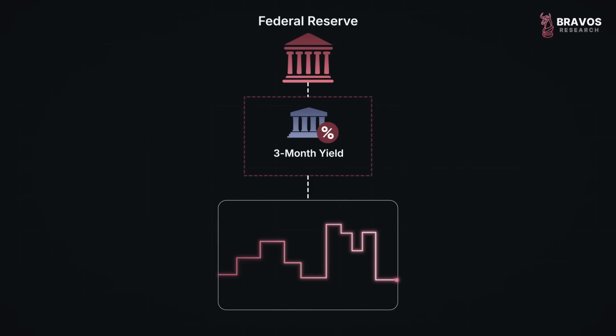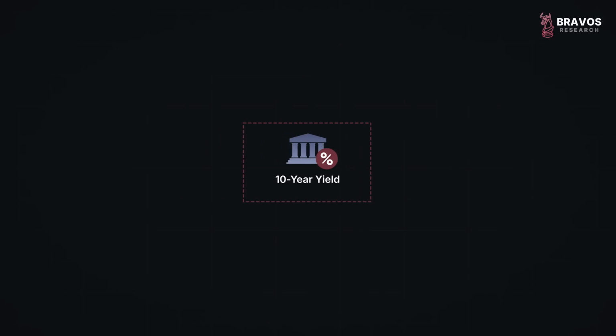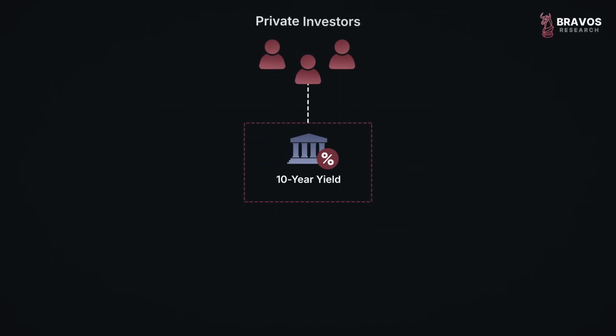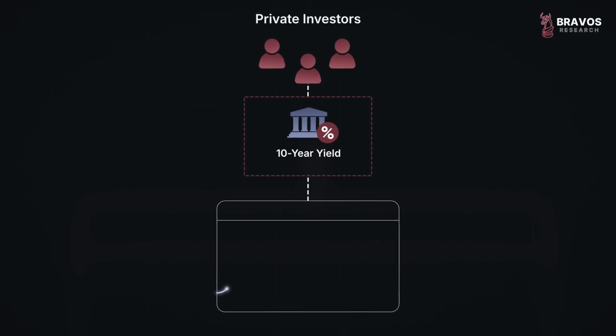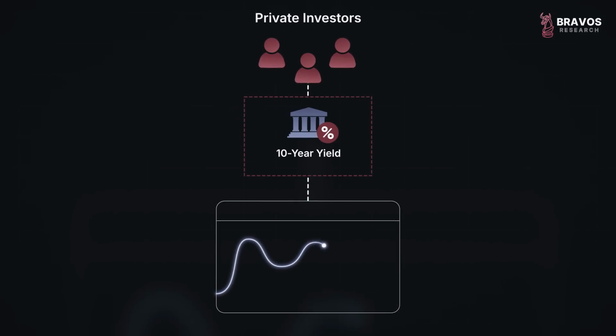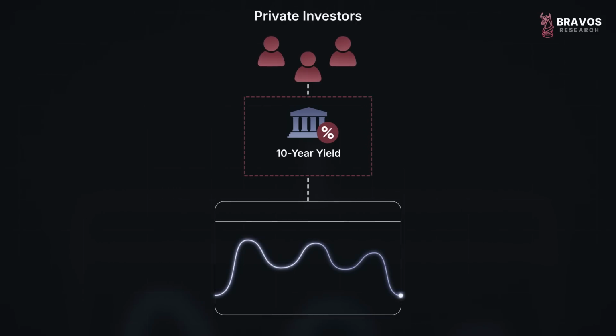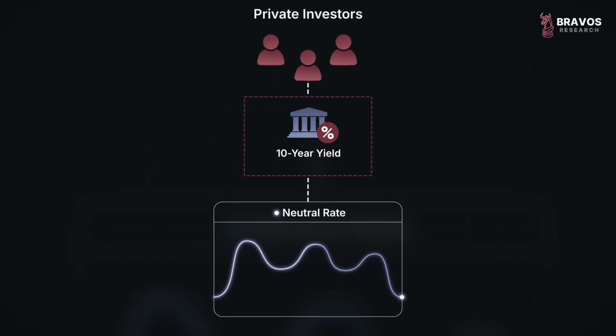And so naturally, if investors are interested in knowing what the Federal Reserve is doing, they should be paying attention to the 3-month yield. The 10-year yield, on the other hand, is not controlled by the Federal Reserve. It's really the market, private investors, that dictates where the 10-year yield is going. And the reason that it's so widely followed is because it's considered to be a great indication of something called the neutral rate. At least that's what numerous pieces of academic research suggest.